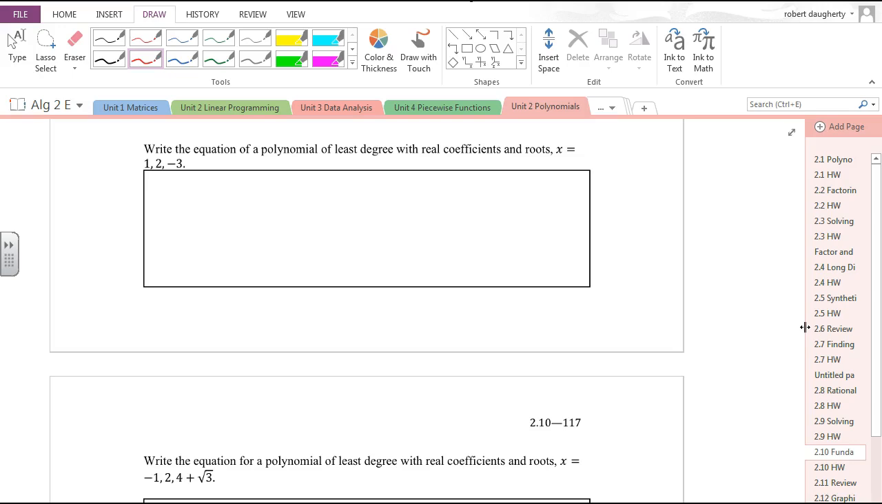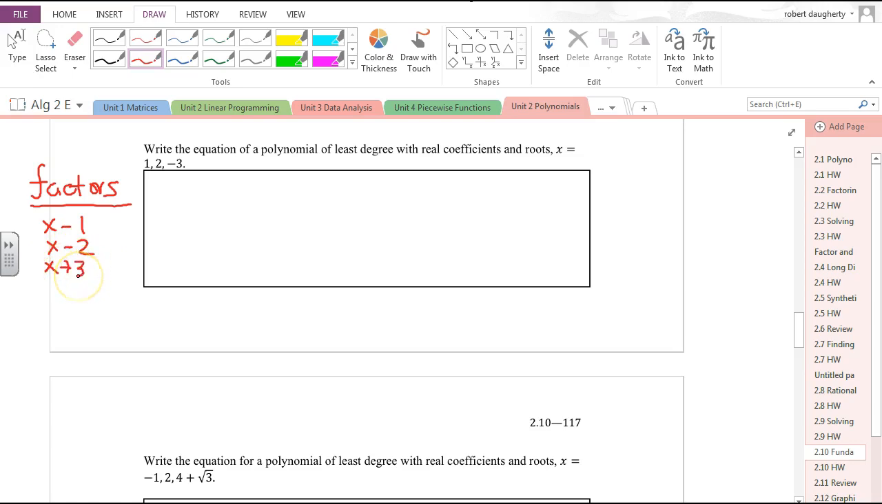Let's write an equation for a polynomial of least degree with real coefficients and roots x equal 1, 2, and negative 3. These are my roots, my solutions, my zeros, okay? So what are the factors of this polynomial? What is it? Come on, guys. Just skip ahead, guys. You can find it. What are the factors? X minus 1, x minus 2.